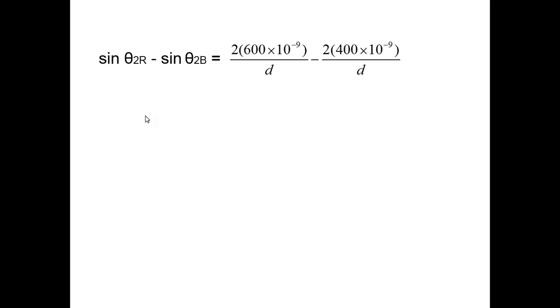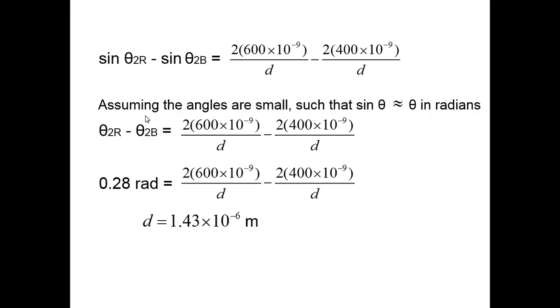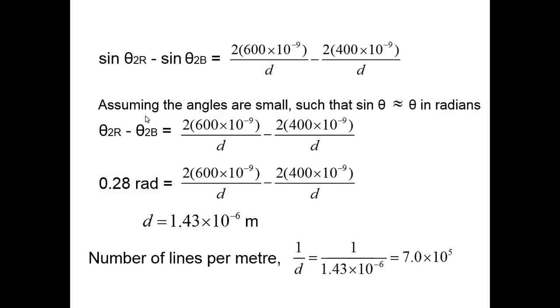So I have sine theta 2r minus sine theta 2b, and then use small angle approximation. Instead of sine theta, I have theta 2r minus theta 2b, which is given as 16 degrees. Change that to radian and calculate your d. So the distance between 2 slits is about 1.43 times 10 to the power minus 6 meters. The number of lines will be the reciprocal of d, which is approximately 7 times 10 to the power 5 lines per meter. If you take 1 meter divided by the number of lines, again you go back and get your small d, which is the distance between 2 slits.